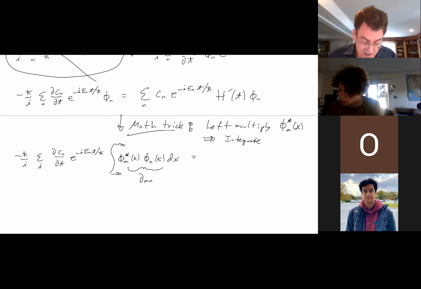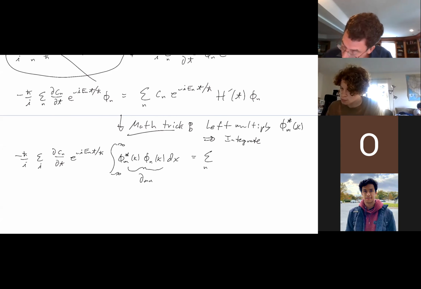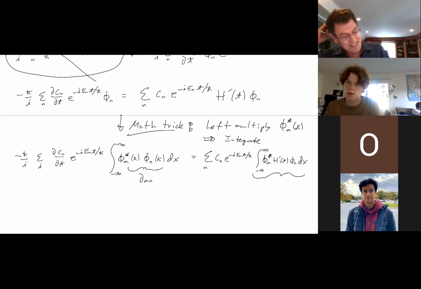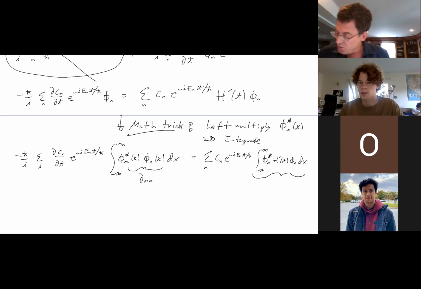And then on this side, it's going to be Cn e to the negative i En t over h bar, integral from negative infinity to infinity of phi m star h prime of t phi n dx. And this is actually a very special integral also. That has a name. What do we call this quantity that the arrow is pointing at? That mathematical quantity?